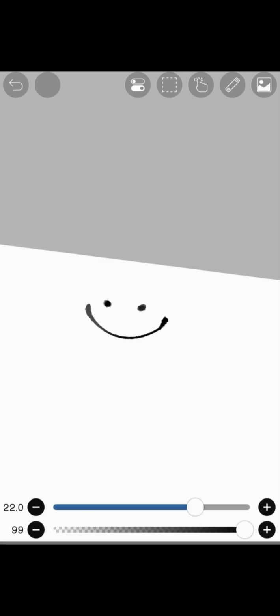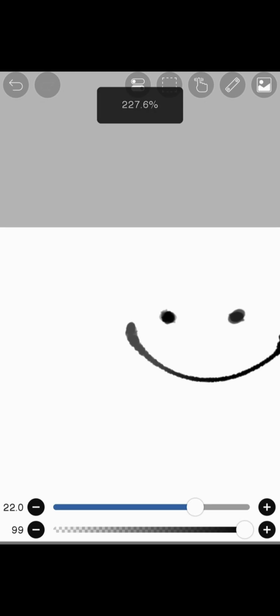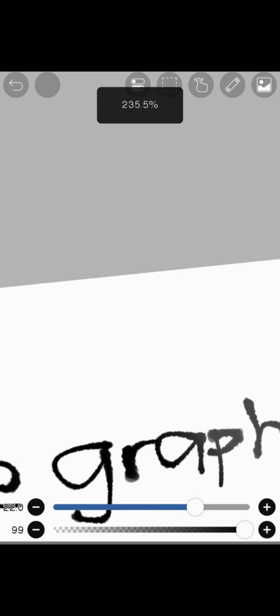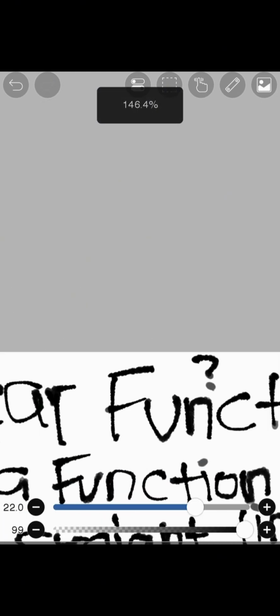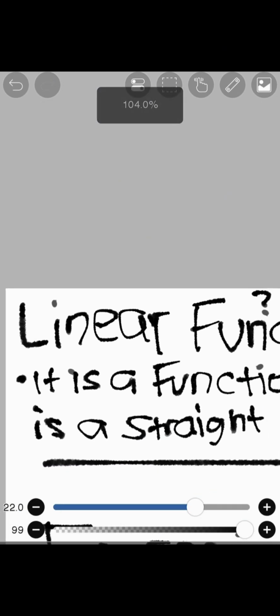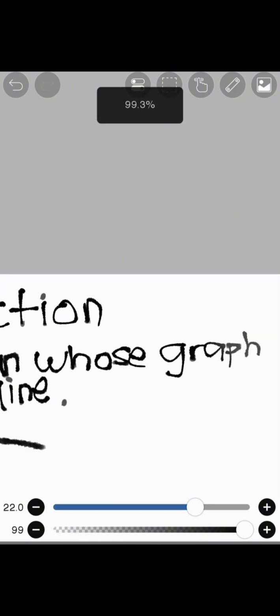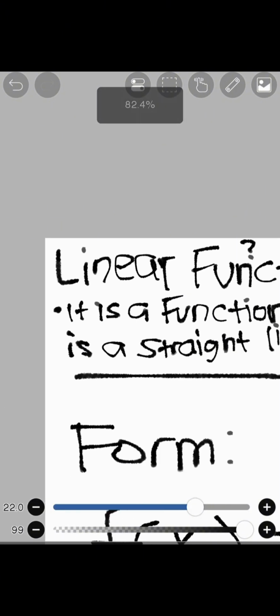Okay, so for today we're gonna learn about a linear function: what a linear function is, its characteristics, how to graph one by looking at its table of values, and its slope and y-intercept. So now you're probably wondering, what is a linear function? Well, a linear function is a function whose graph is a straight line.